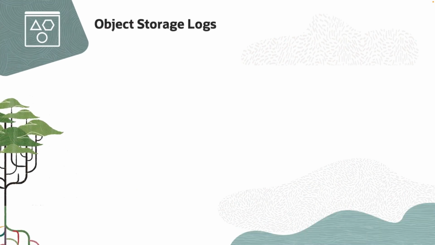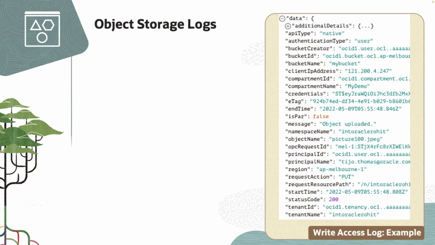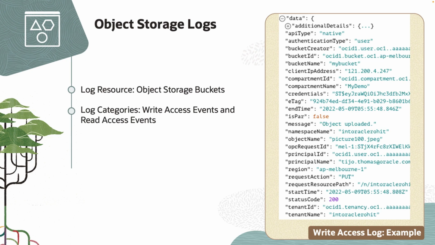Object storage is another service that we could reference to service logs. Log resources are object storage buckets. The logs are collected for those buckets. There are two categories here. Write access events are those logs with changes written into the bucket. An example, you have uploaded a set of files into that bucket. Read access events are those logs when you read the bucket.